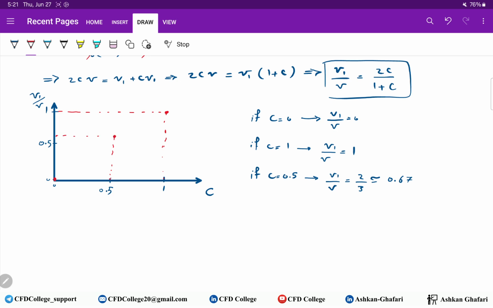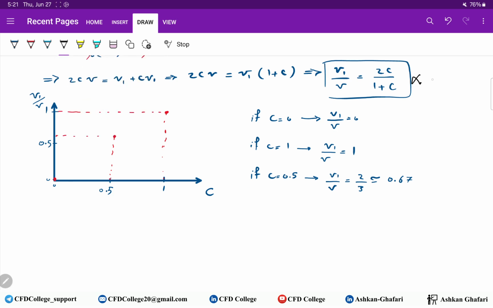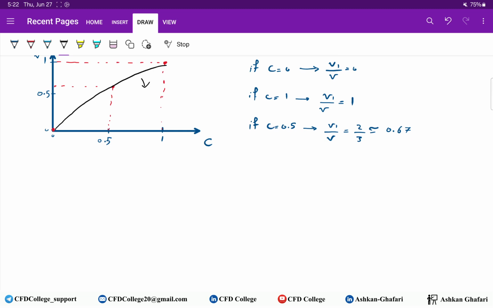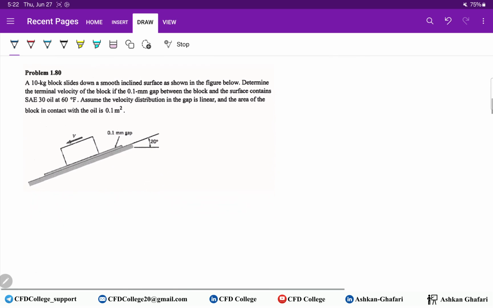These are our 3 points, and if you have noticed, this equation is not linear. So it's not linear, and you will have this line with a curvature towards the bottom. So this is the first equation. This is the first problem, and you can see it's easy. You just need to follow some steps to solve fluid mechanics 1 problems. The next problem is chapter 1, problem 80.